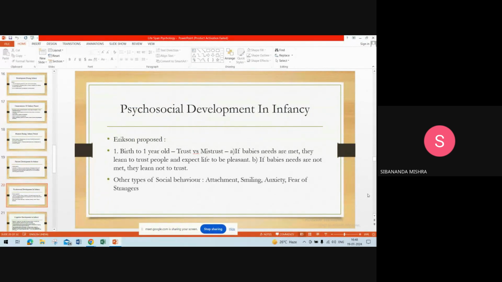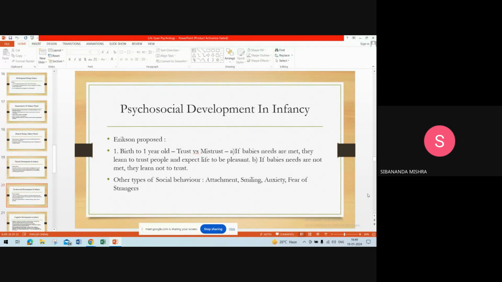What is attachment? Attachment, during this stage of infancy, a newborn baby in arms is the greatest attachment, the feeling of motherhood. Suppose you are holding a small baby in your arm, so that is the best attachment stage. You know, he always seeks love, affection, and attention from the mother. A 6-week-old infant will smile at his mother's face.